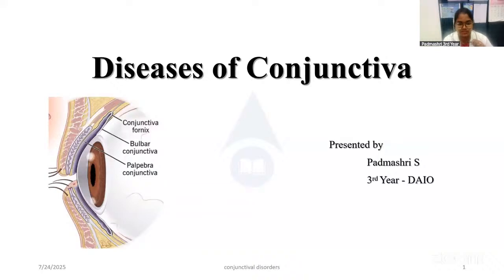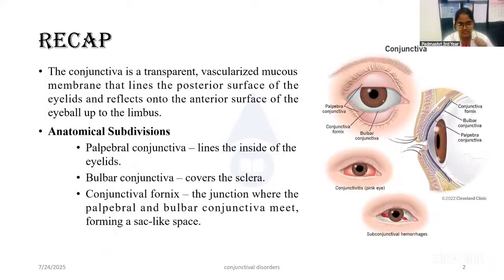Today, we're going to discuss disease conditions of the conjunctiva. So basically, what is conjunctiva? The conjunctiva is a transparent vascularized mucous membrane that lines the posterior surface of the eyelids and reflects onto the anterior surface of the eyeball up to the limbus.